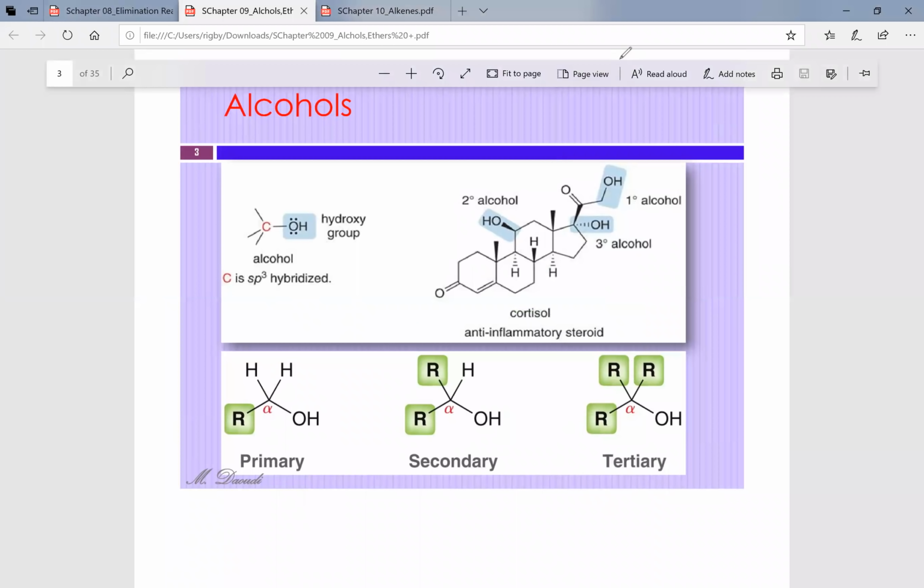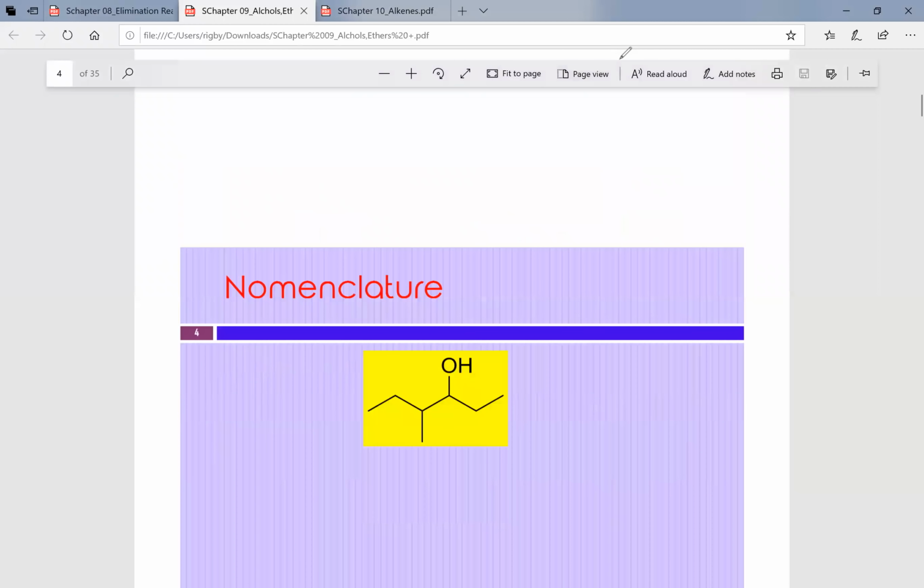Yes, exactly. The hydroxy group has to be connected to an sp3 carbon because of different functional groups that we will talk about a little bit later. Okay? Thank you. No problem.